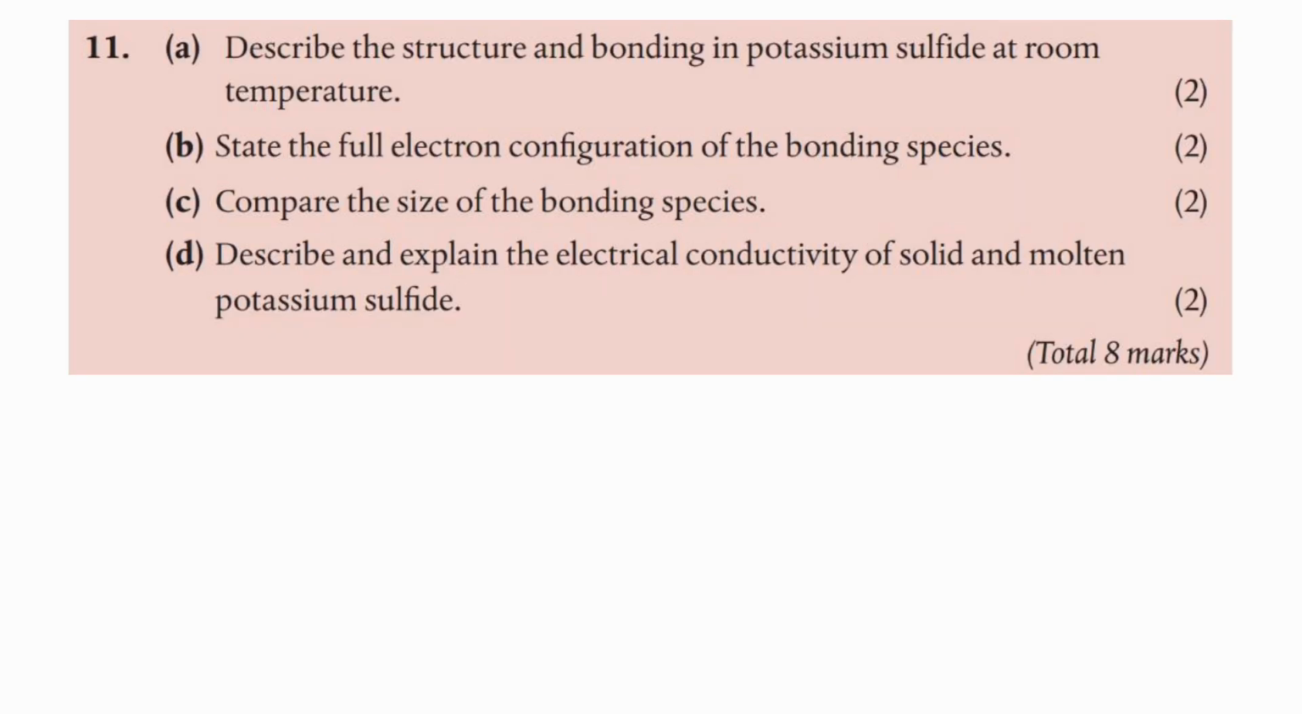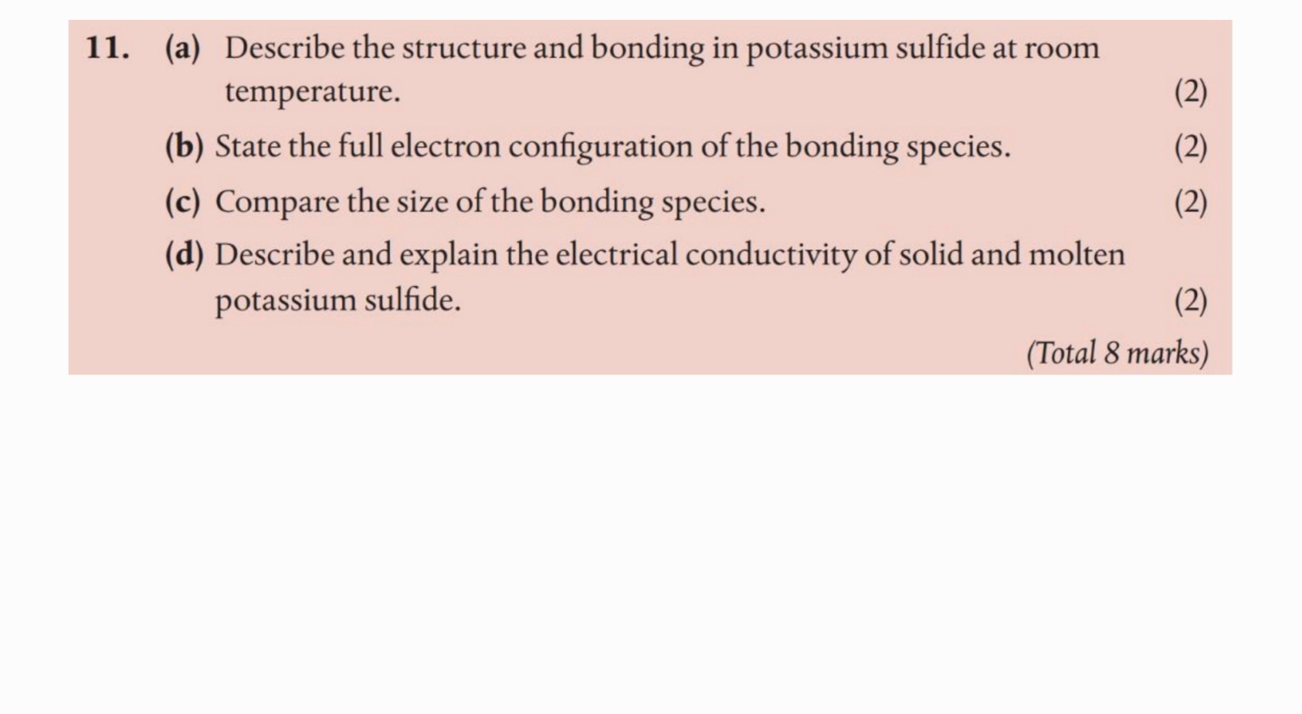All right, describe the structure and bonding in potassium sulfide at room temperature. You should know that potassium is a metal, sulfur is a nonmetal, so that's going to be ionic bonding, or an ionic compound. When you have a structure of an ionic compound, it's going to be a lattice of ions. And your bonding is going to be an electrostatic attraction between your potassium ions and your sulfide ions.